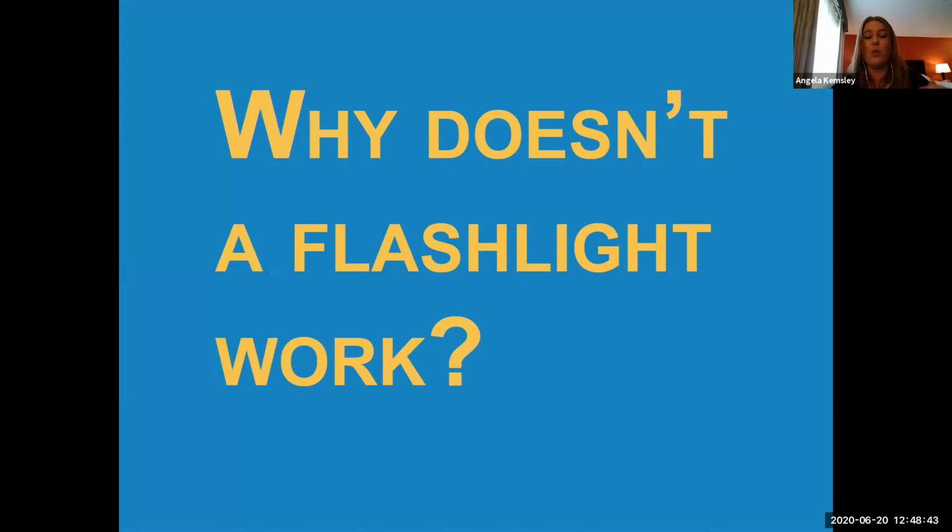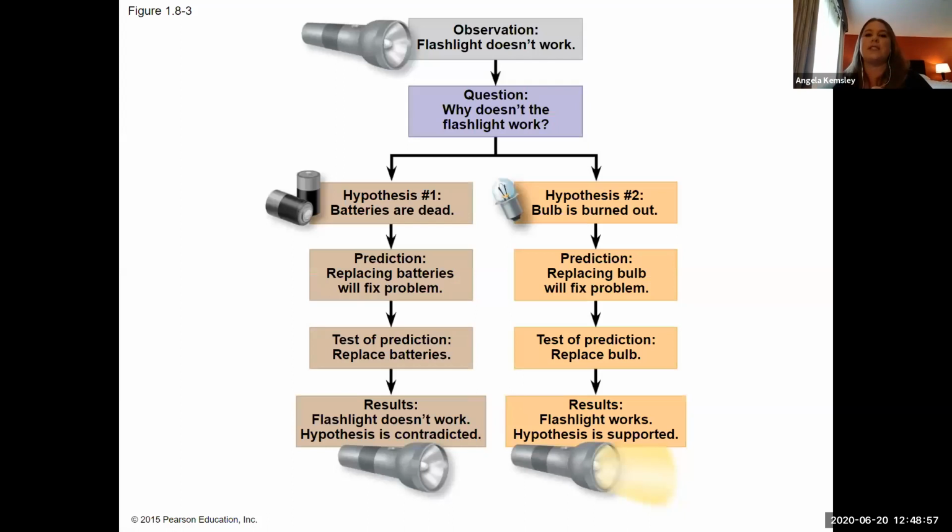So here's an example. Why doesn't a flashlight work, right? The power goes out, you grab a flashlight, you turn it on, and it doesn't work. So how do we figure this out? How do we science this? So the first thing is we made an observation, right? Our flashlight didn't work. Then we asked ourselves a question. Why doesn't the flashlight work?